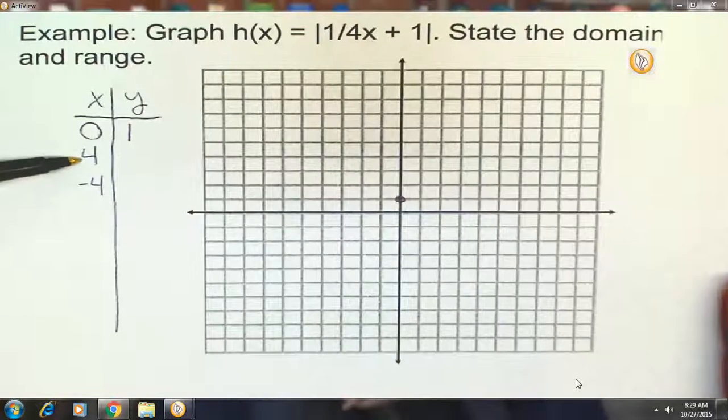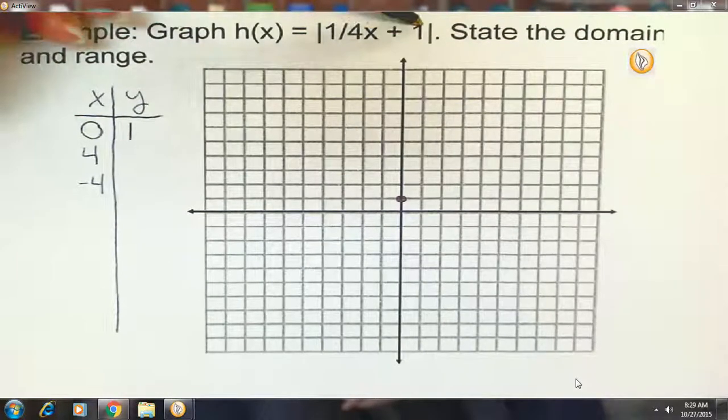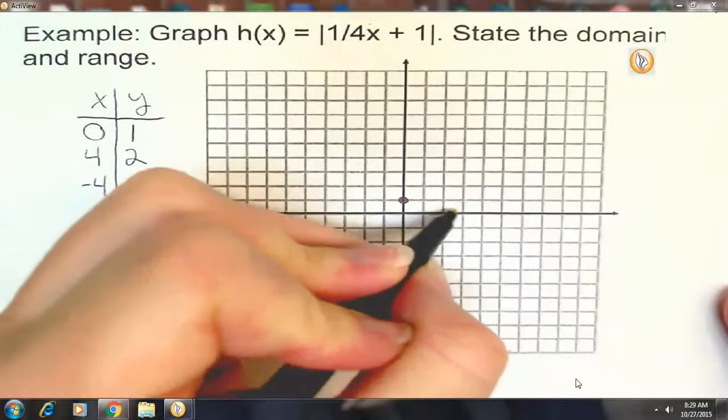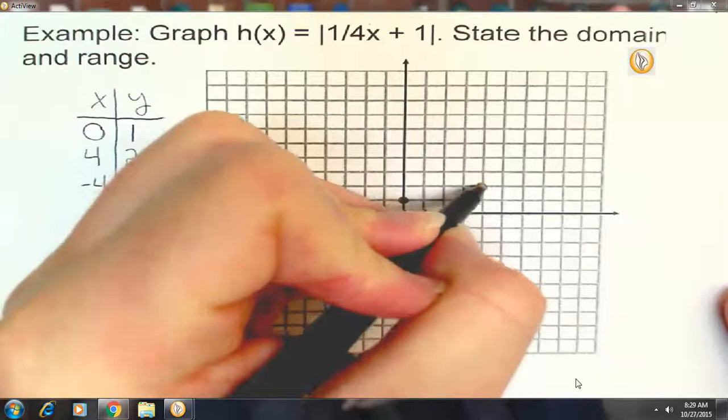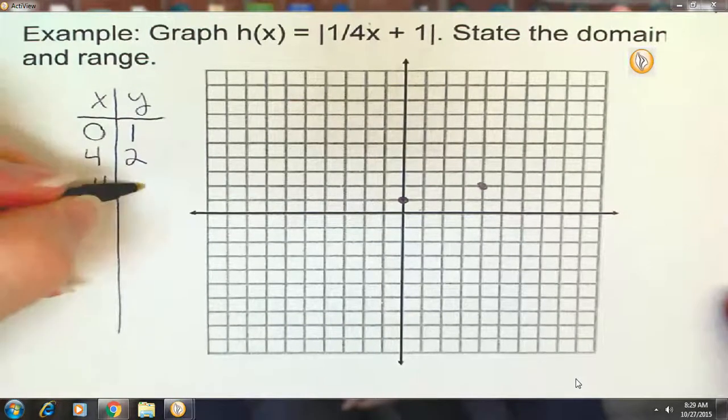Let's put 4 in for x. 1/4 times 4? 1. And 1 plus 1 is 2. The absolute value of 2 is 2. I like to plot my points as I find them. Put -4 in. 1/4 times -4 is -1. -1 plus 1? 0. And the absolute value of 0? 0.